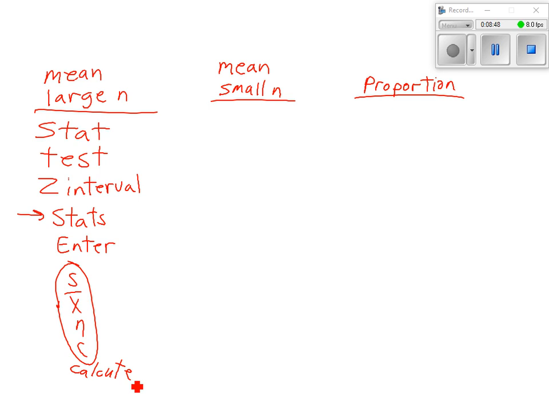So that's what you do if we're doing the confidence interval for the mean, or, what is the mean for a population? It's not X bar, what is it? It's the U. Mu? Now for small ones, if we have a small n, so less than 30, it's all the same to a certain point, right? Yep. So stat, test.